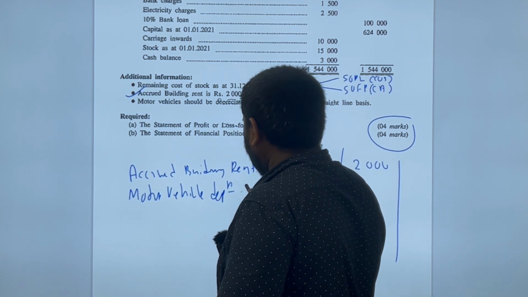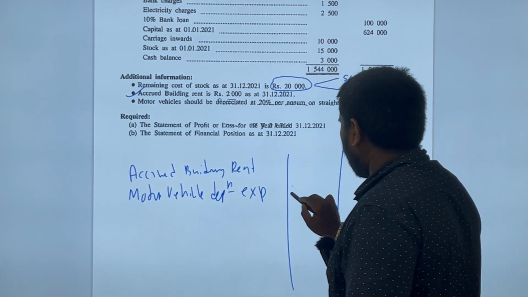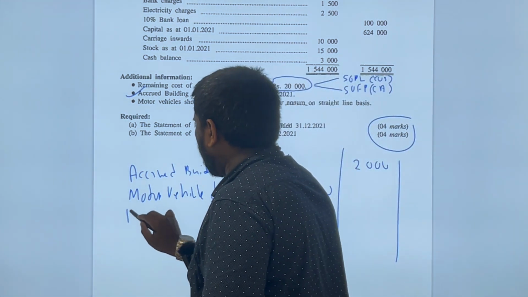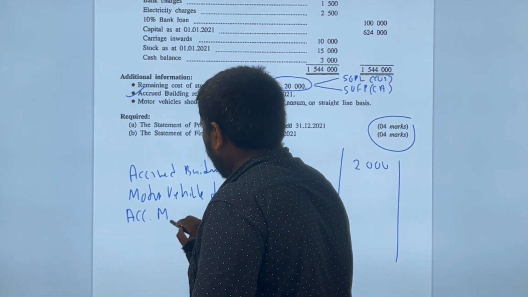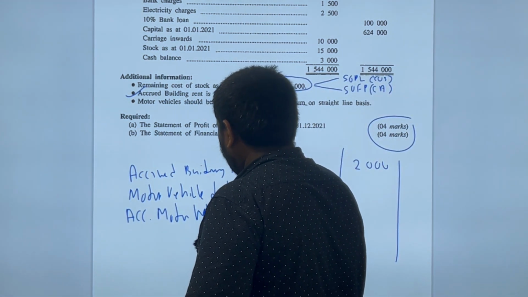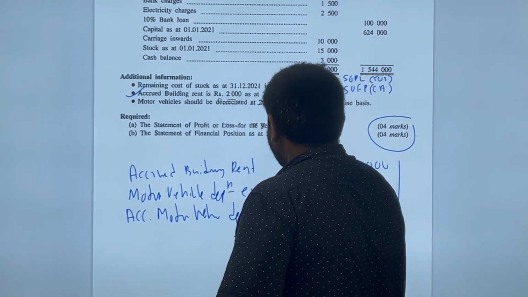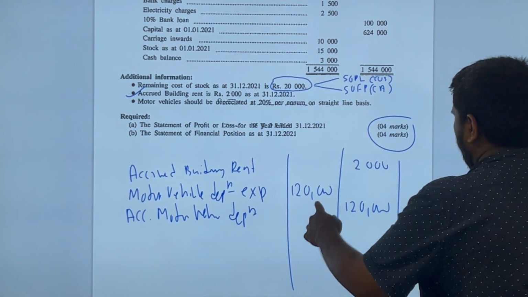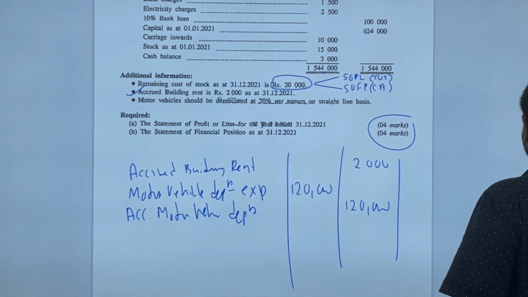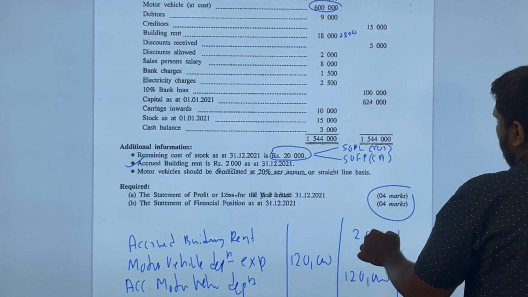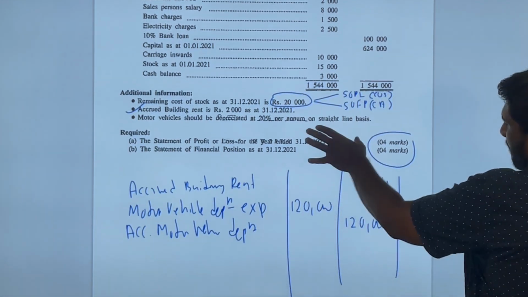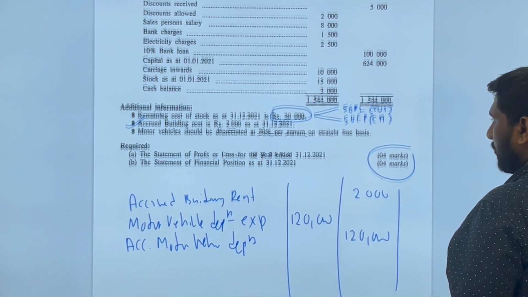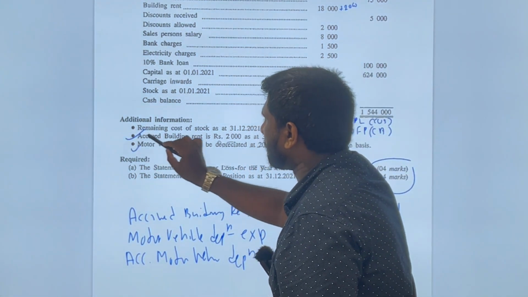Depreciation expense, debit 120,000, and accumulated motor vehicle depreciation, credit 120,000. So here you have a debit, here you have a credit. For the previous one also same. Here you have a debit, here you have a credit. Okay. So here what I am doing, I am extending the same trial balance. Now we are done with this adjustment also.